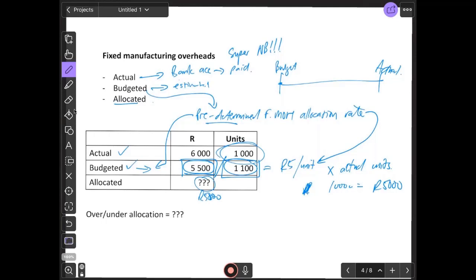So make sure you understand the difference between actual, budgeted, and allocated. I see this so many times, even in CTA, people still get this wrong. They use the budgeted or the actual figures instead of the allocated fixed manufacturing overheads. And that actually messes up some other stuff, like the over and under allocation is completely wrong then, and you lose another 2 marks for that. So that's already 3 marks lost because you didn't understand the difference between actual, budgeted, and allocated.